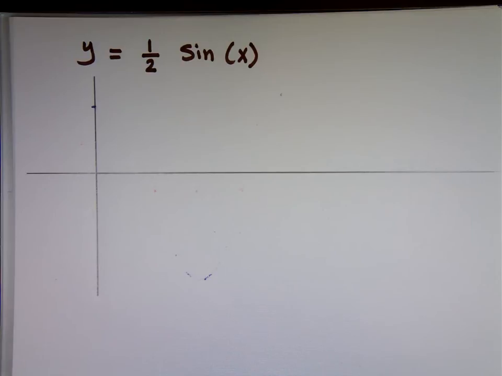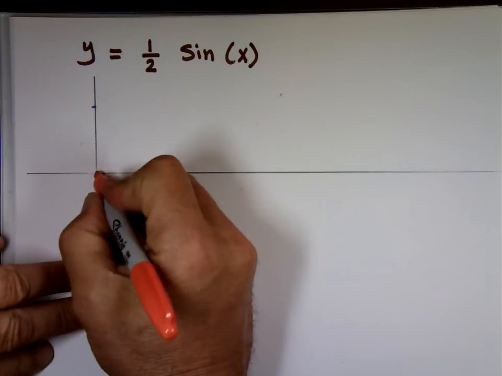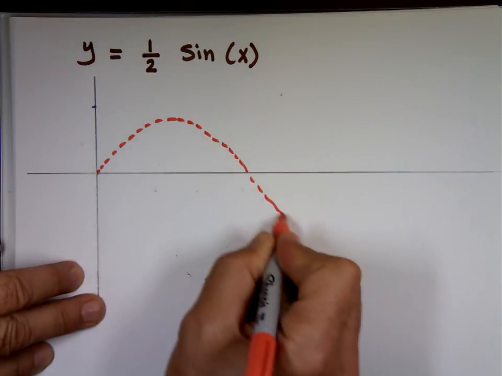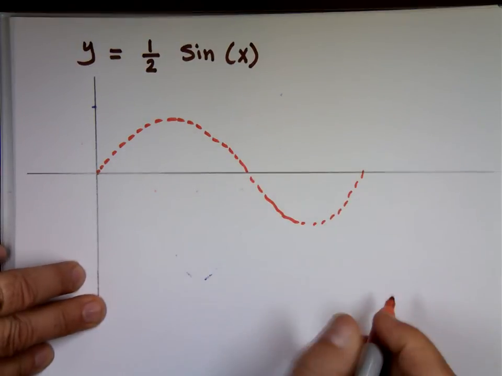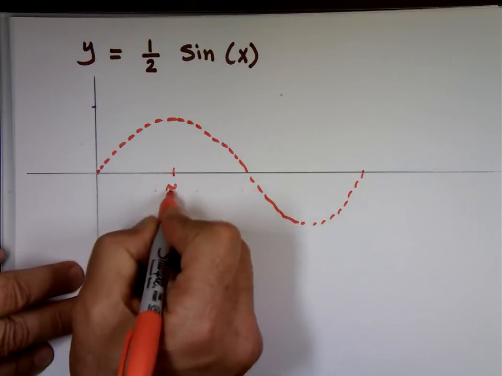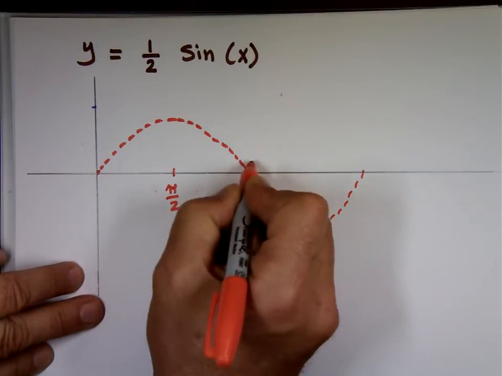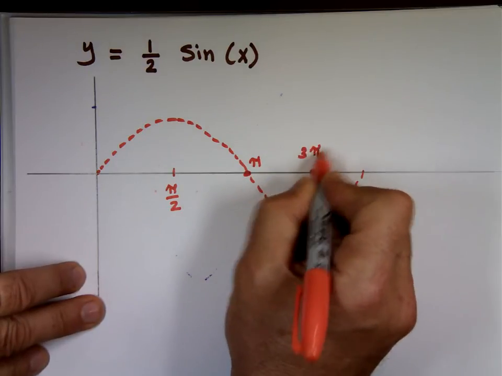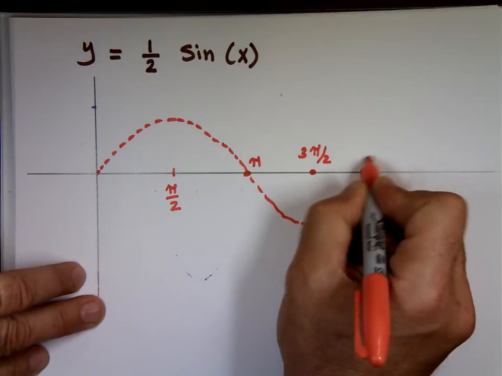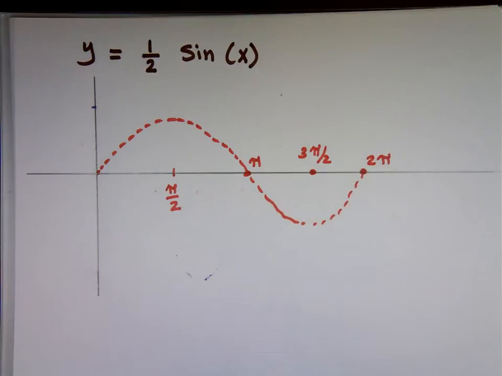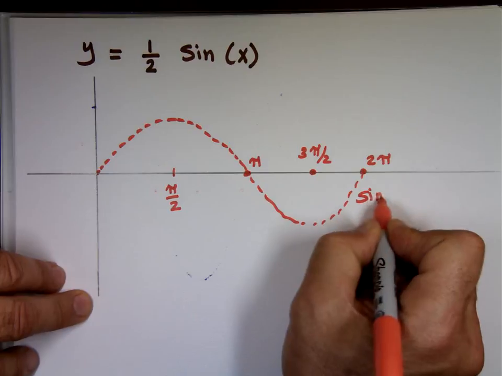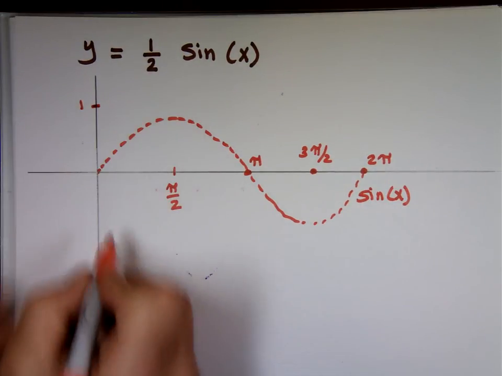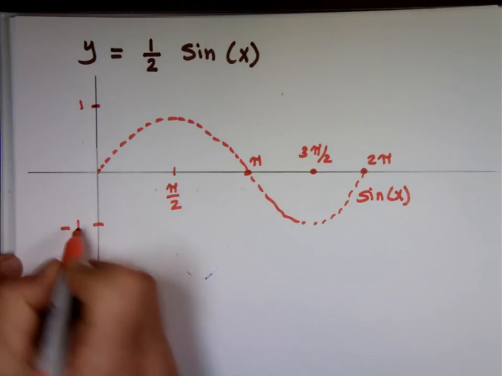Again, I'll start with sine of x. I'm going to make it a little bit bigger here. Pi over 2. Pi. 3 pi over 2. 2 pi. Again, I memorized that shape. That's sine of x, the orange. How high? 1, negative 1. Now the purple one is going to be the answer to this.